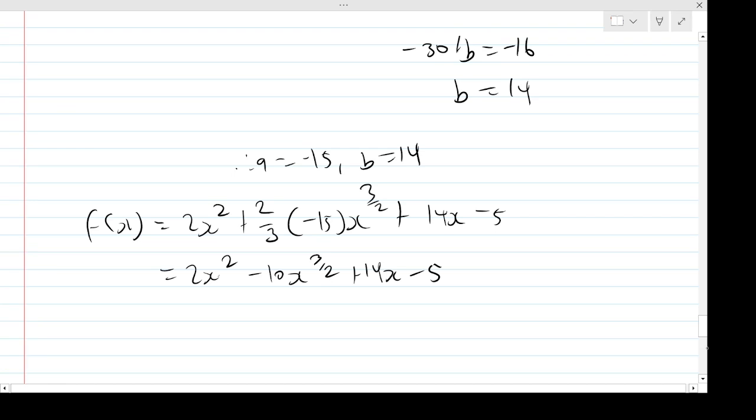So hopefully you get the idea now that we can go one step further. If we got some information, we can substitute that into the function to find any missing values, like plus c, okay? But yeah, so that's it. I'll see you next time.